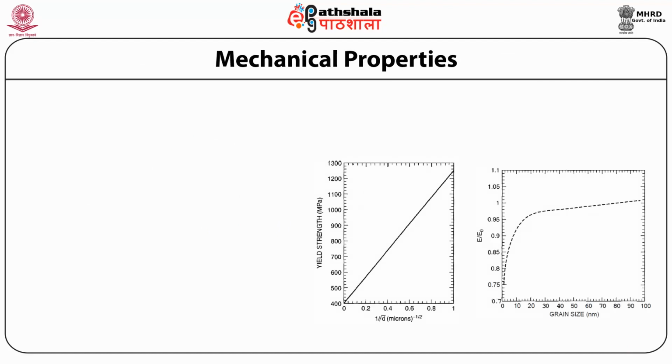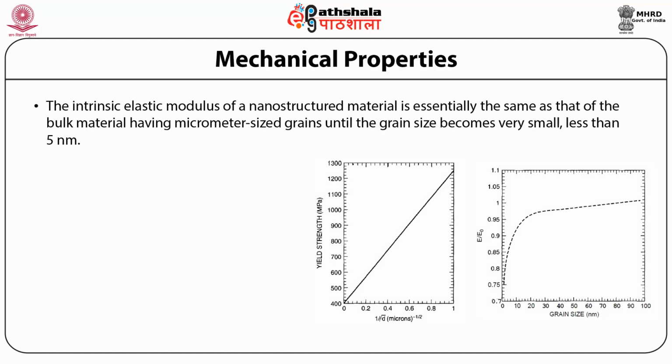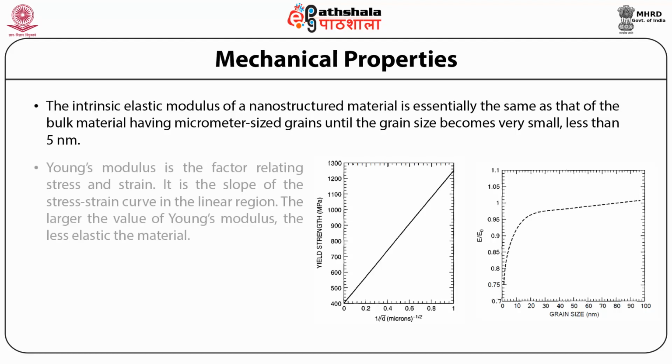Now we discuss mechanical properties. The intrinsic elastic modulus of nanostructured material is essentially the same as that of the bulk material having micrometer size grains, until the grain size becomes very small, less than 5 nanometers. Young's modulus is the factor relating stress and strain. It is the slope of the stress strain curve in the linear region. The larger the value of Young's modulus, the less elastic the material.